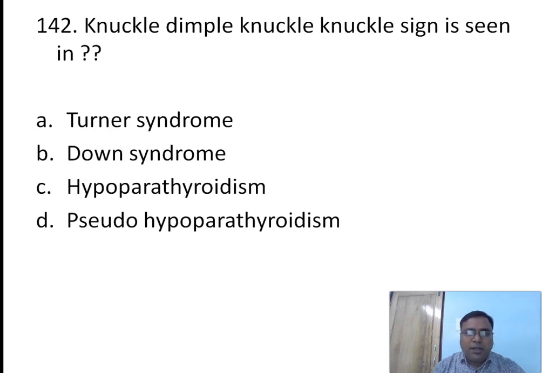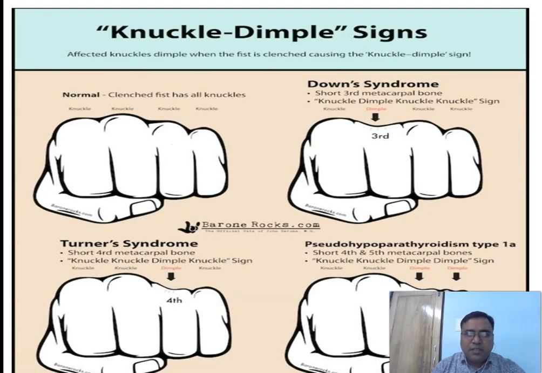Next, knuckle, dimple, knuckle sign is seen in which condition? What is this question? Knuckle, dimple, knuckle. This is the affected knuckle dimples when a fist is clenched, causing the knuckle dimple sign. We can see when a fist is clenched, this is the dimple that we are getting.